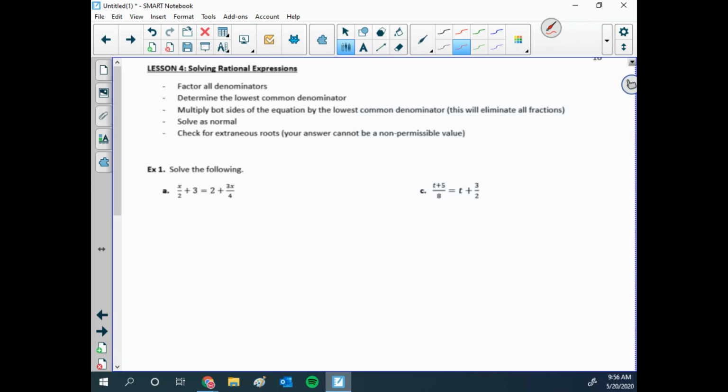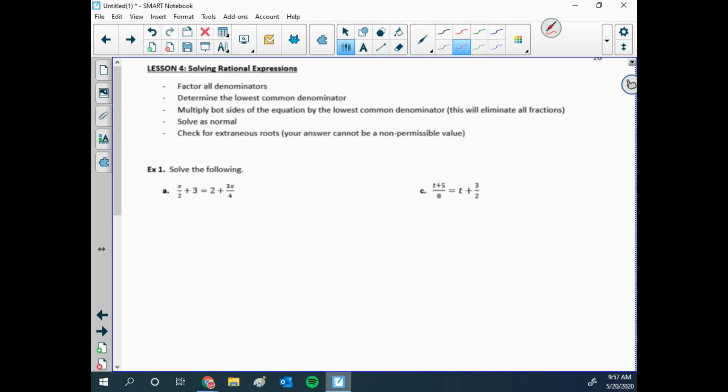So this is lesson 4 on solving rational equations. Before, we were looking at simplifying rational expressions, adding, subtracting, multiplying, dividing them, and determining their non-permissible values. Now we're going to try and solve. So we're really looking for where these two rational expressions cross or intersect. And I wrote out some steps there that you can always follow to help you solve here.